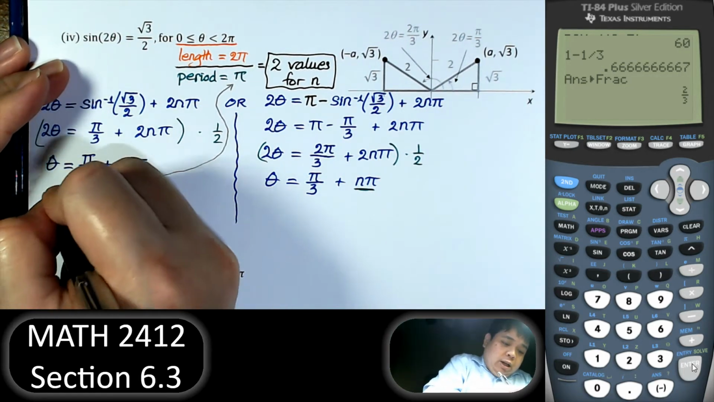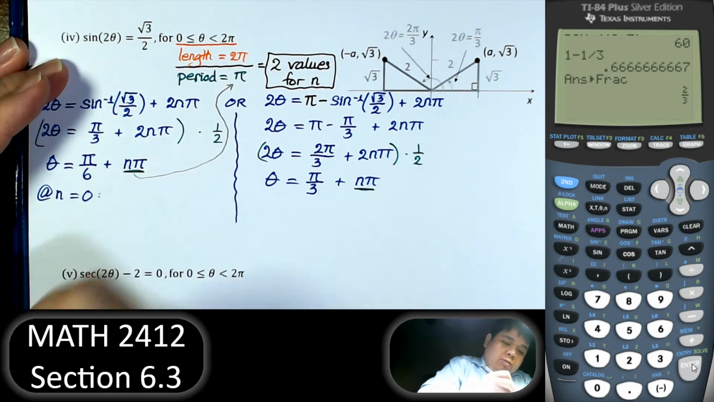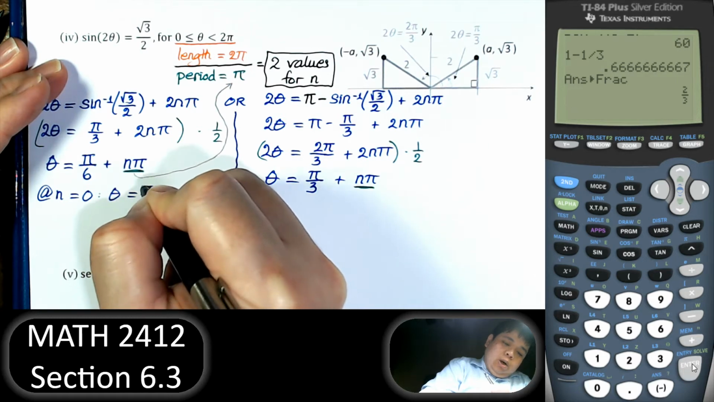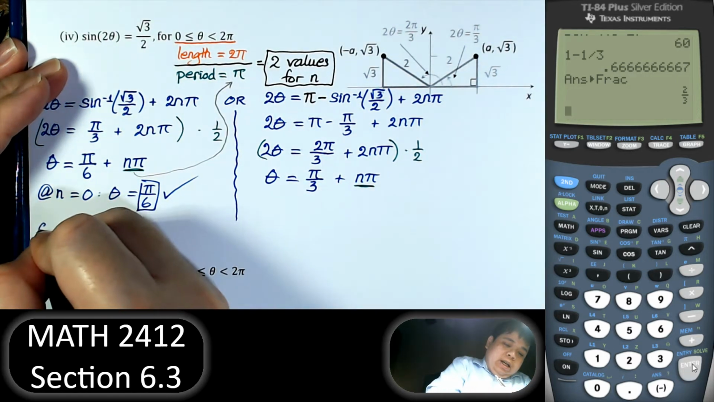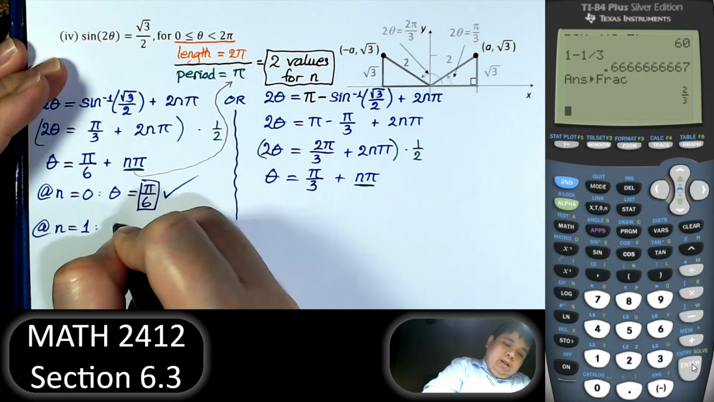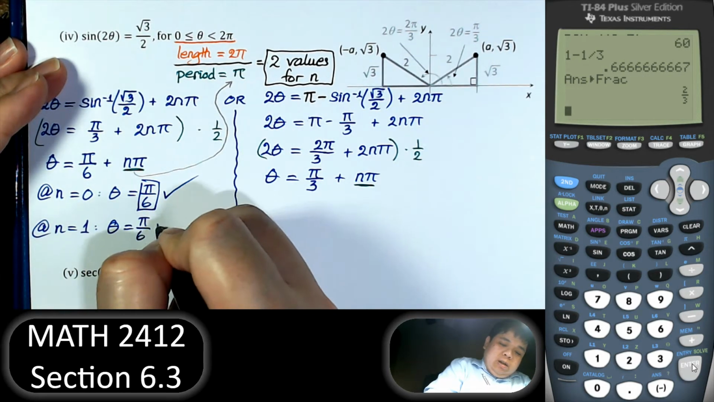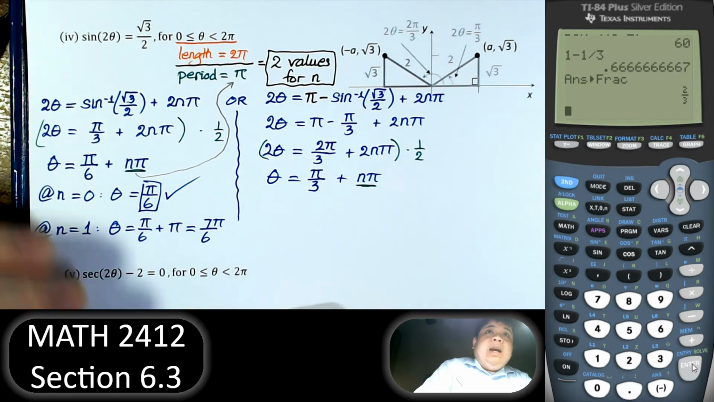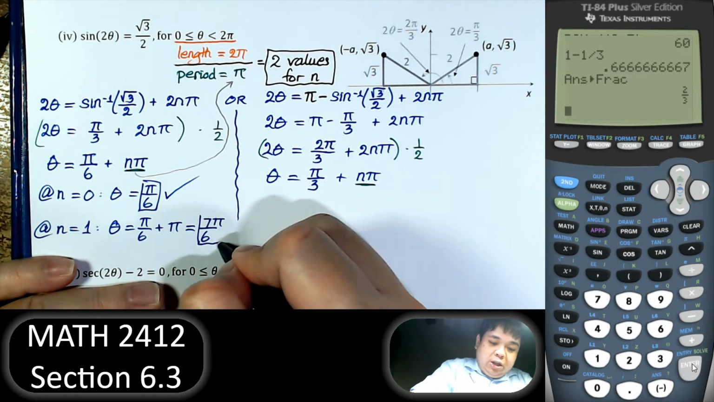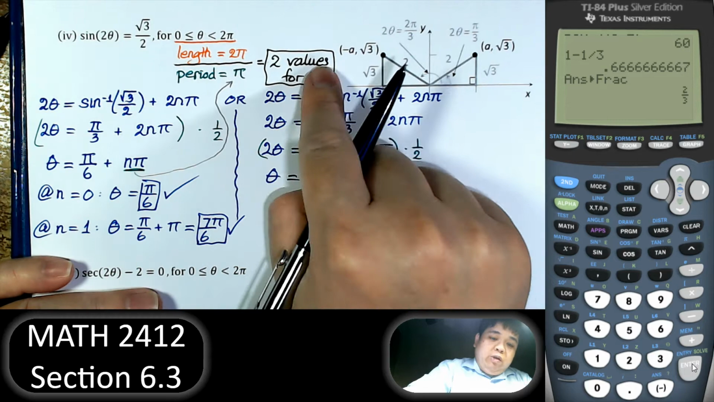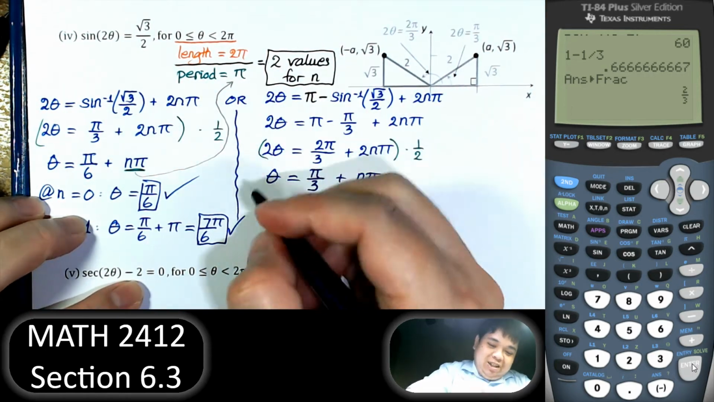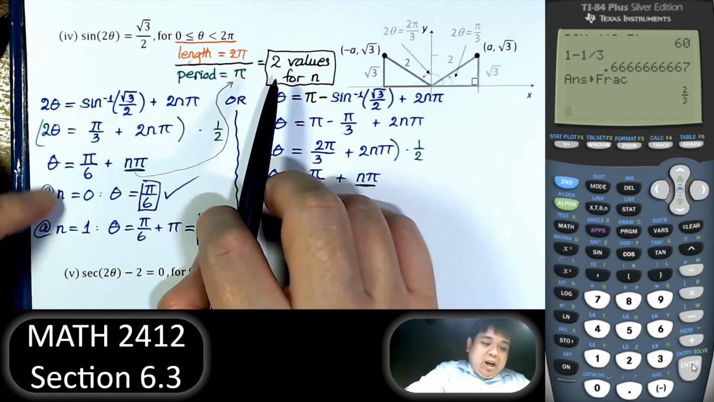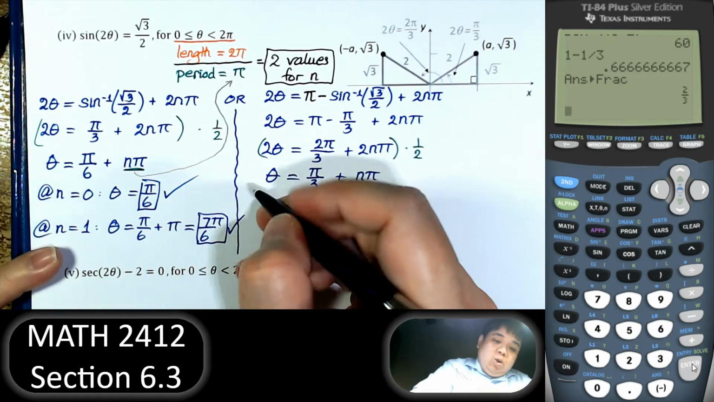So let's choose n equal to 0. For n equal to 0, we have pi over 6, which is between 0 and 2 pi, so that's good. How about n equal to 1? Pi over 6 plus pi, 1 plus 1 over 6 is 7 over 6. Stick a pi to it. And this is still between 0 and 2 pi, so it is good. And there are 2 values for n, so that's all we have there. So you see, I find how many values of n we have, and when I found 2 of them, that's all we have.